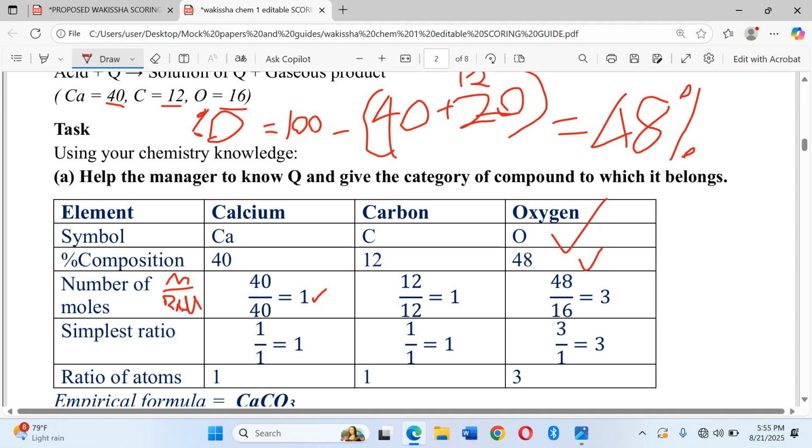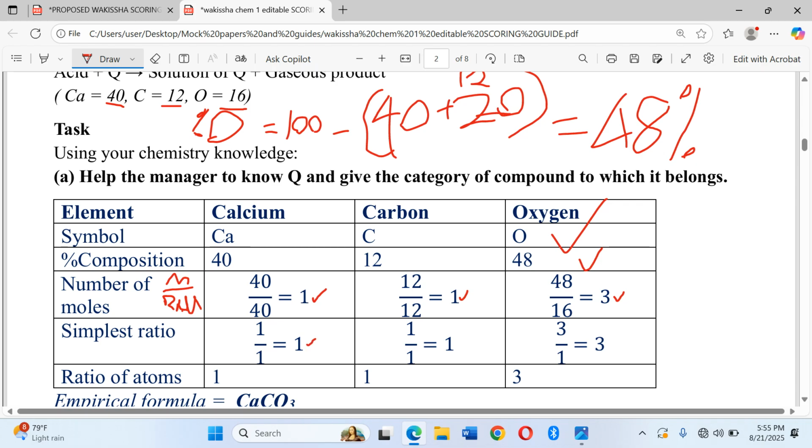Then for carbon, we do the same. It has percentage composition of 12. When you divide by its RAM, atomic mass, that is 12, which is still giving us what? 1. Then oxygen, we have 48. We divide by its atomic mass, which is 16, and we're able to get 3. So after getting the number of moles, then you can get the simplest ratio. The simplest ratio, we get it by dividing the number of moles of each atom by the smallest number of moles. So the smallest among these, here we have 1, 1, 3, so the smallest remains as 1. So we divide 1 by 1, which is 1.